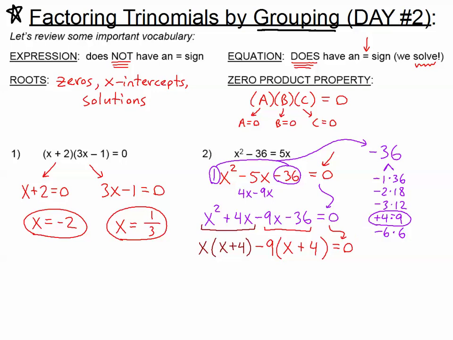I stop here to make sure that I've done things correctly. If I have, my parentheses should be the same, and they are. And since they're the same, they are common. So I can factor out this common factor of x plus 4. When I do that, I'll be left with this part x, and this part negative 9 in the other factor. It's still equal to 0.